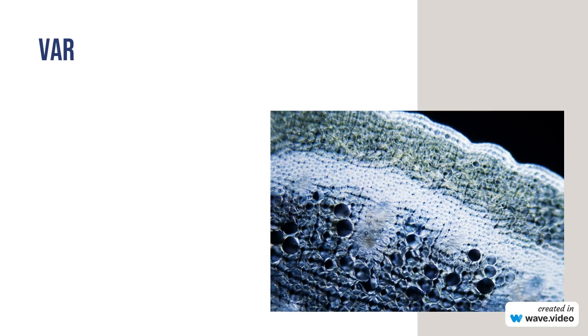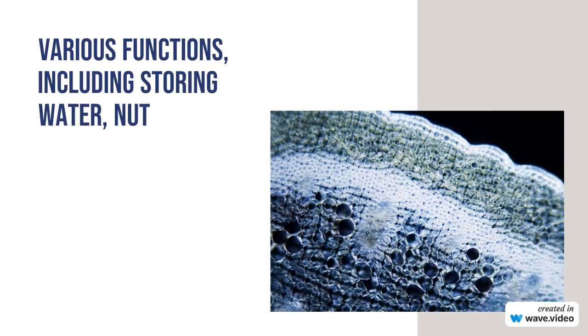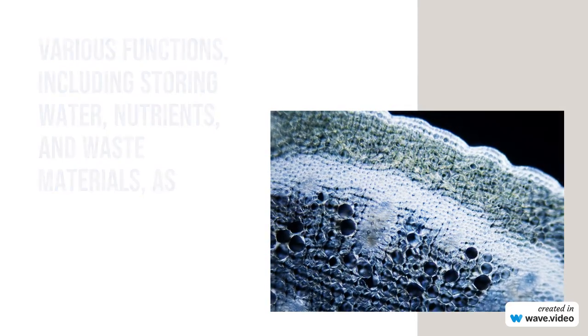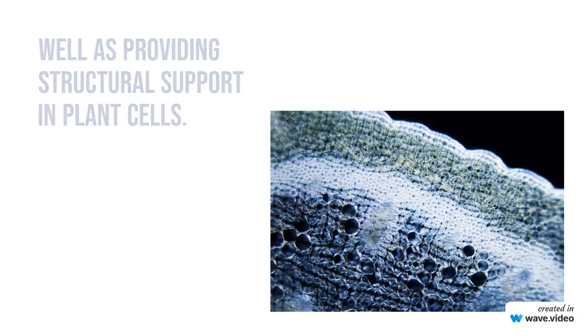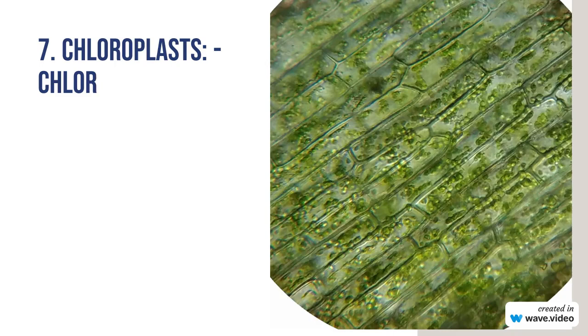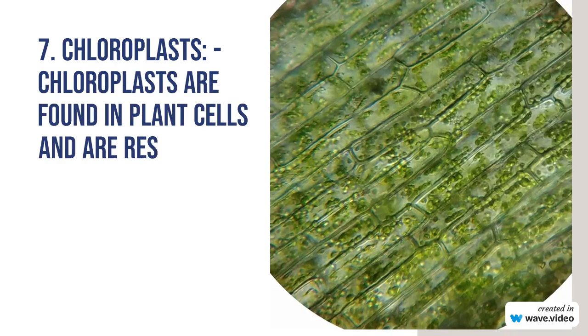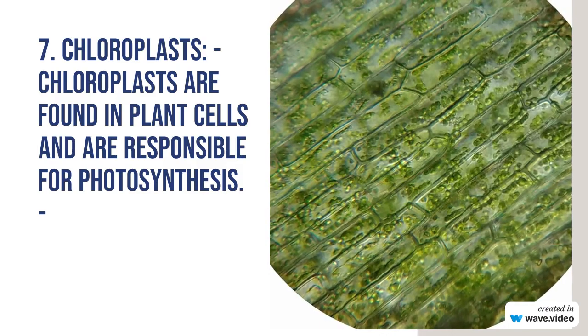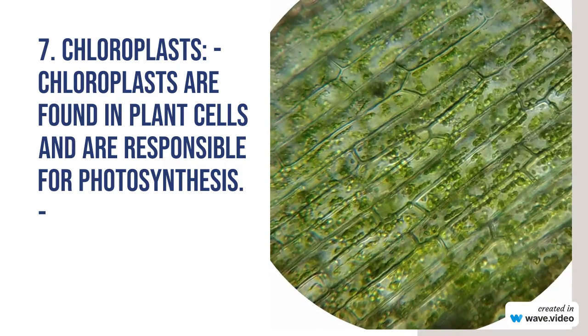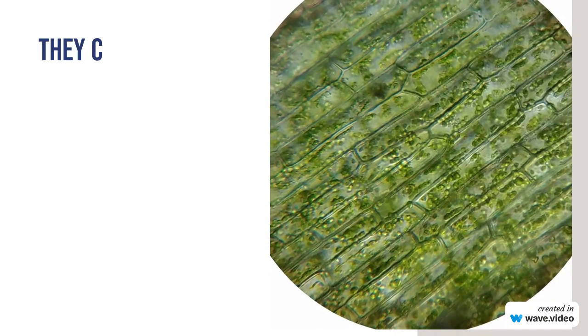7. Chloroplasts. Chloroplasts are found in plant cells and are responsible for photosynthesis. They contain chlorophyll, a pigment that captures sunlight energy and converts it into chemical energy in the form of glucose.